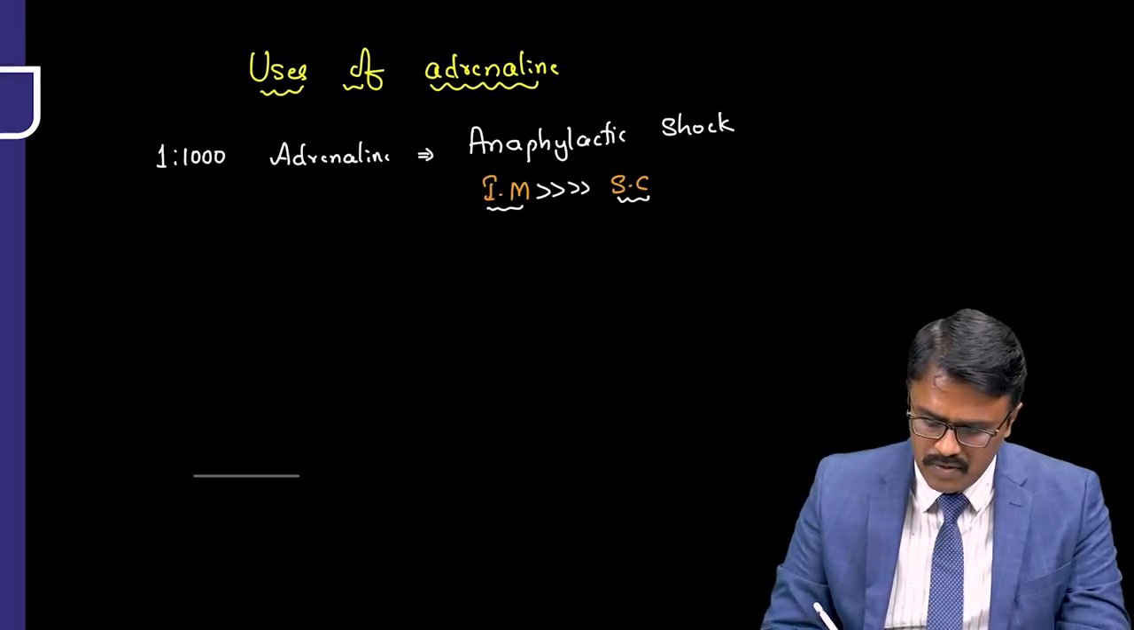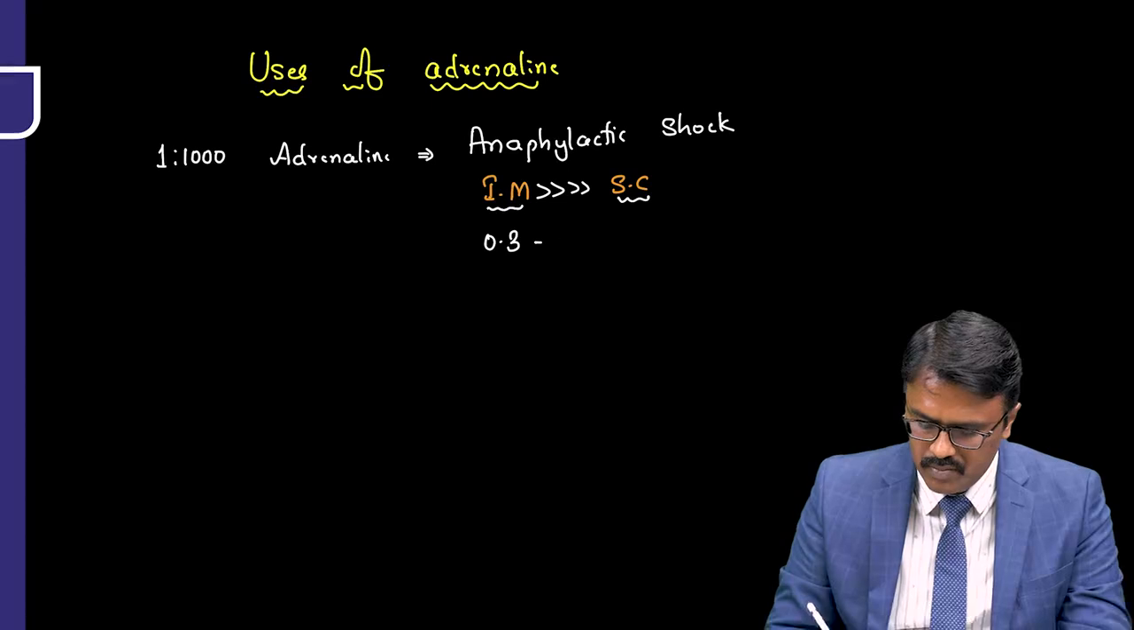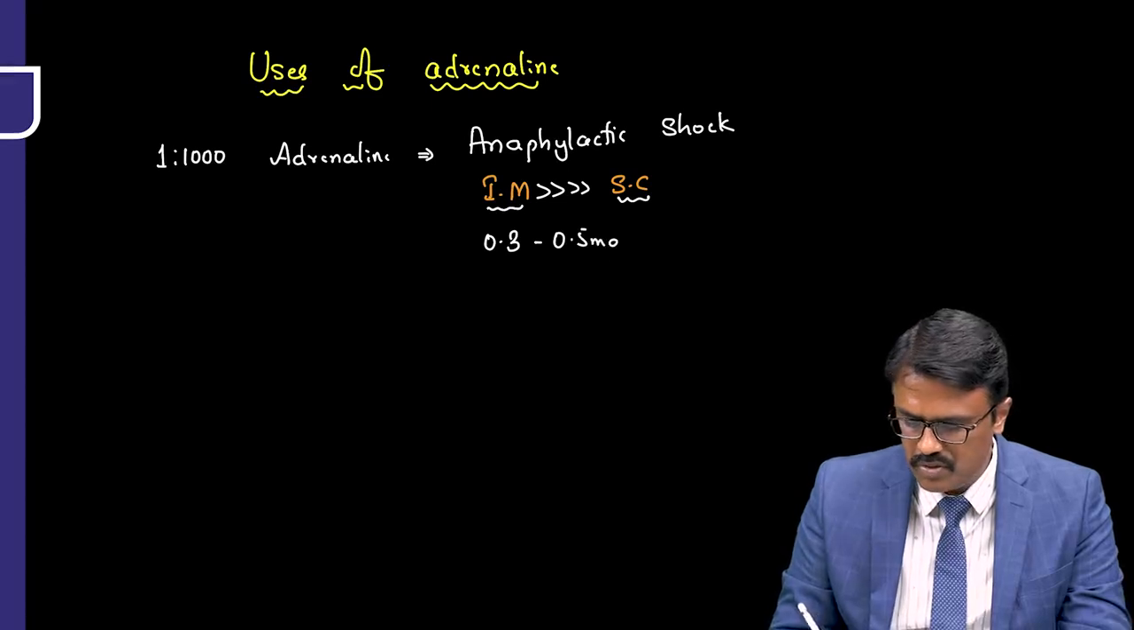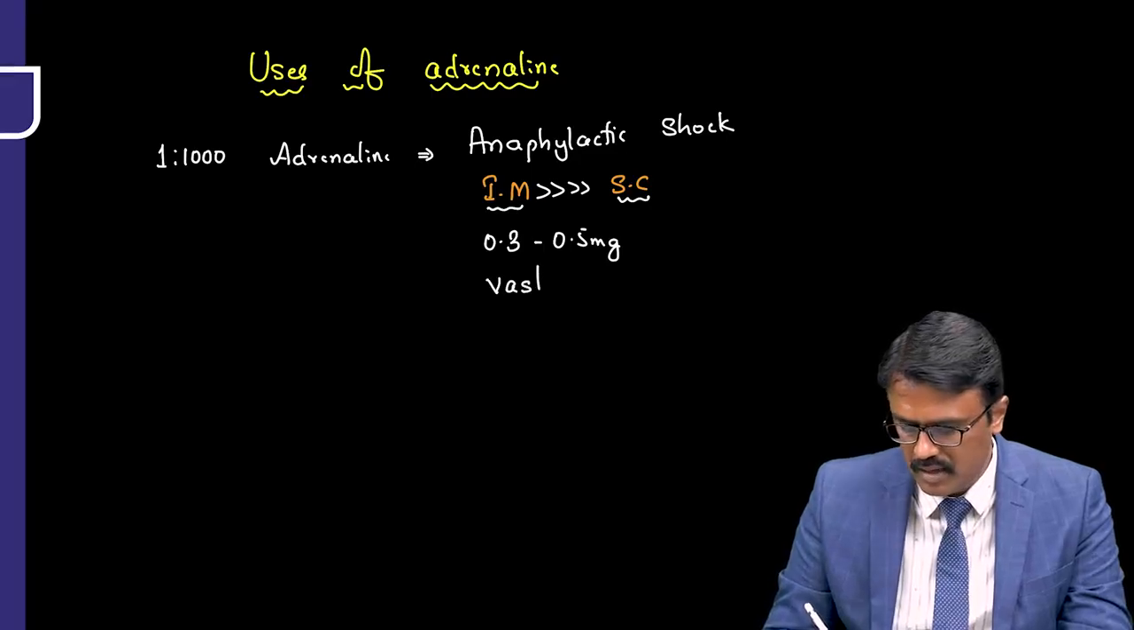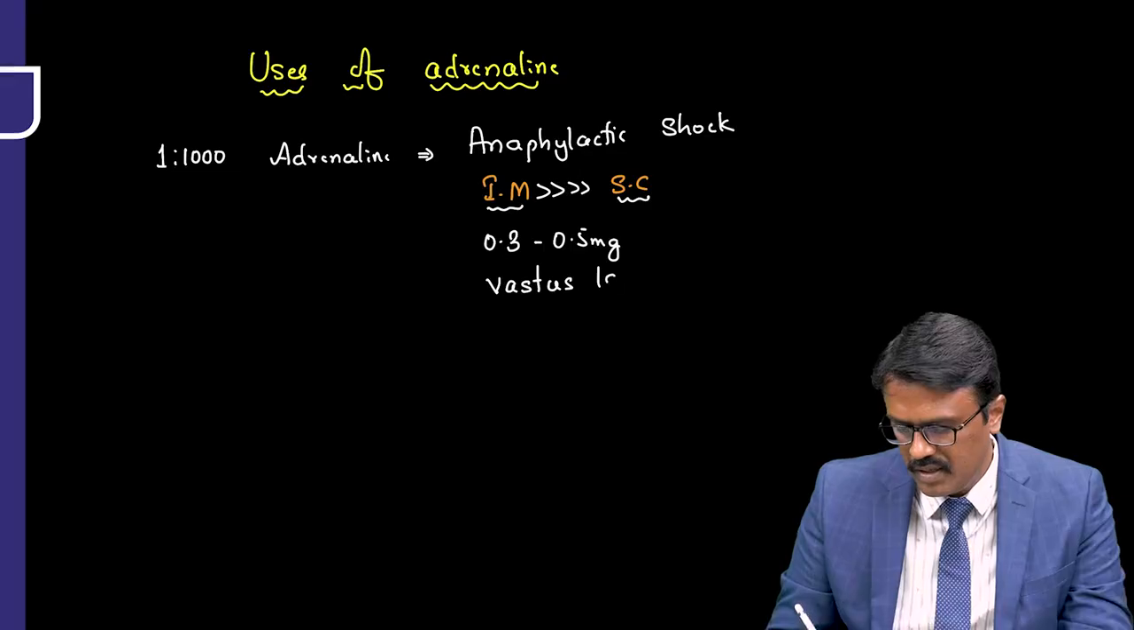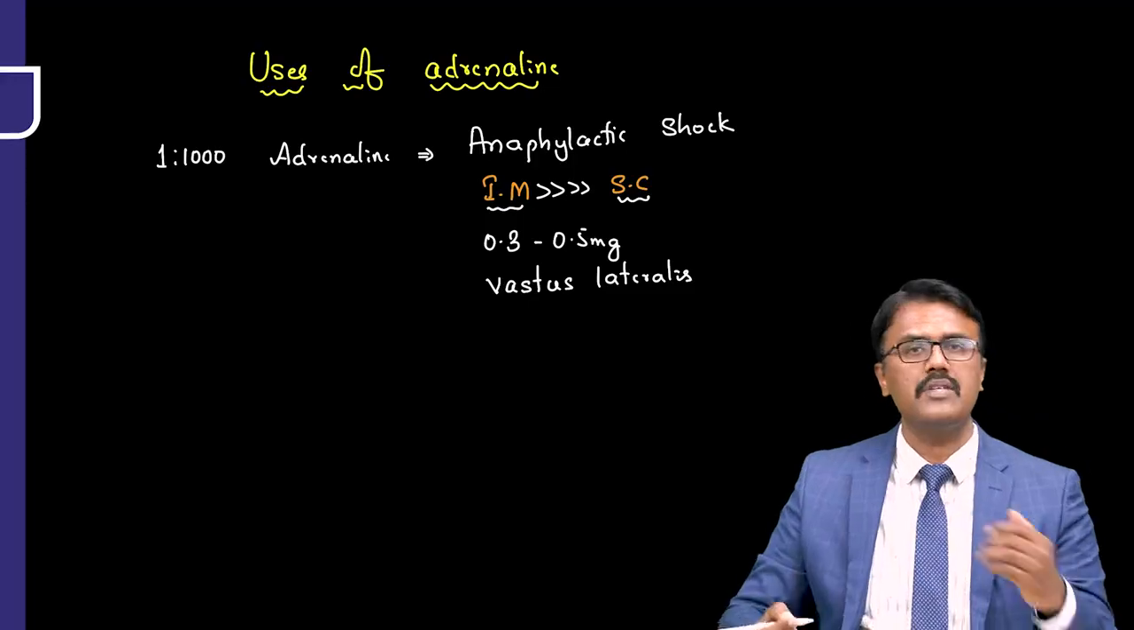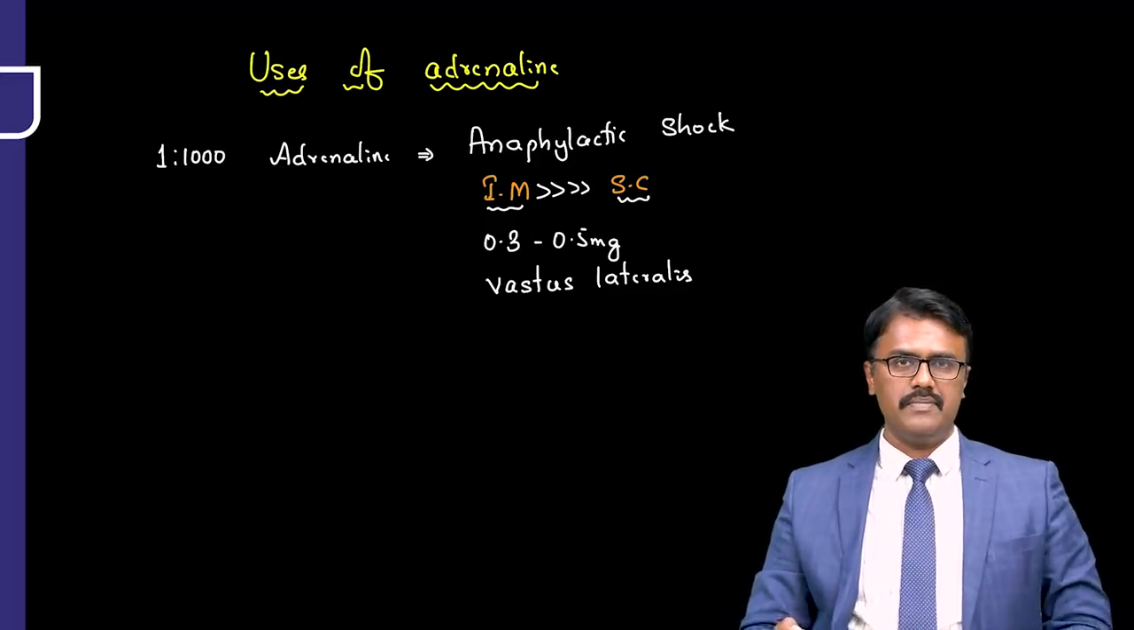Now the dosage we use is 0.3 to 0.5 milligram. The muscle that is preferred is vastus lateralis. Why is the vastus lateralis preferred? Studies have shown that the absorption is good from vastus lateralis.